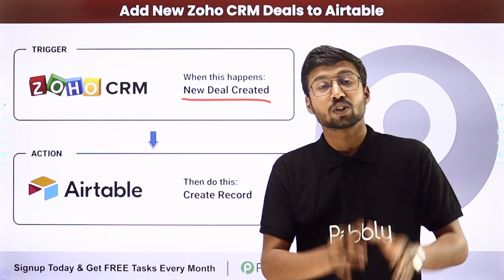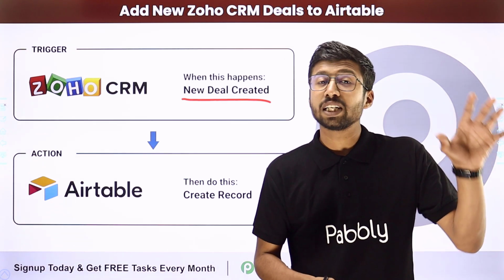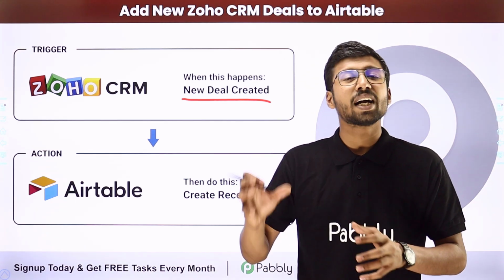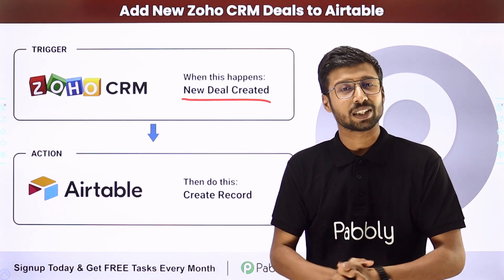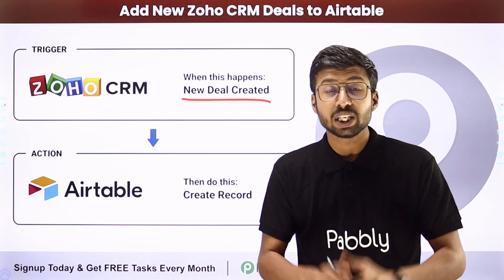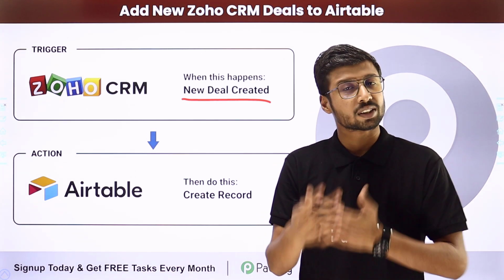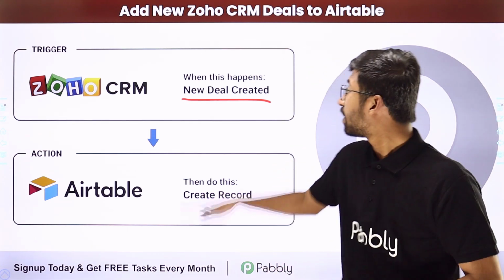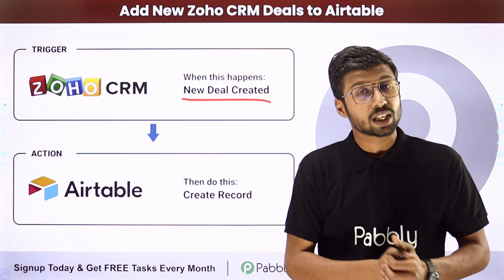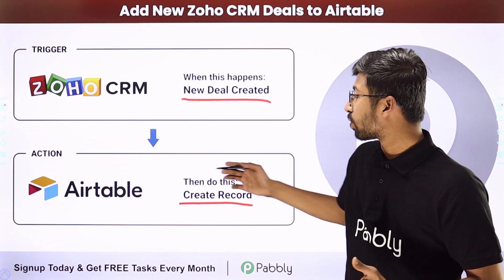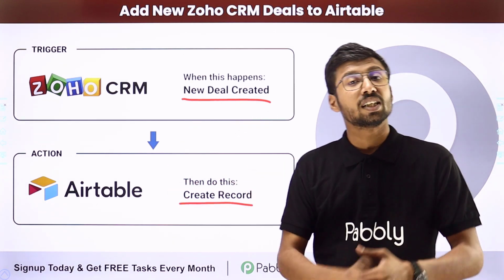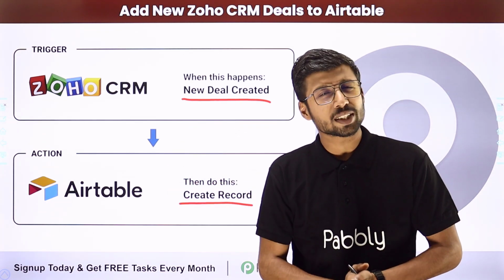But the manual process of getting the details of each and every deal from Zoho CRM and manually adding those deals into Airtable can be very repetitive and time consuming. So in this video, we are going to see how you can actually automate this process. The trigger of this automation will be creating a new deal in Zoho CRM. The action will be creating a record with the same deal details in Airtable.